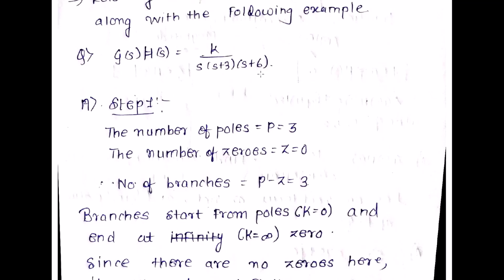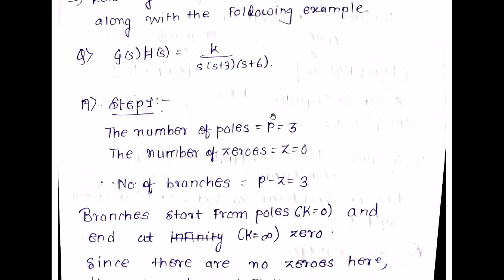So step 1 is to find out the number of poles and zeros. The notes are present in the description box. You can download them from there. For now, just listen, make a note of it simultaneously in your notebook, and solve with me. You will get a better understanding, and then you can refer to the notes present in the description box of this video.